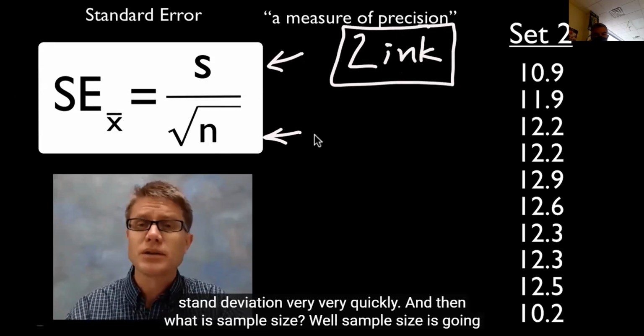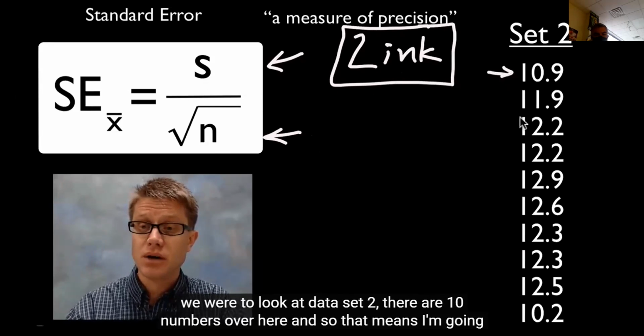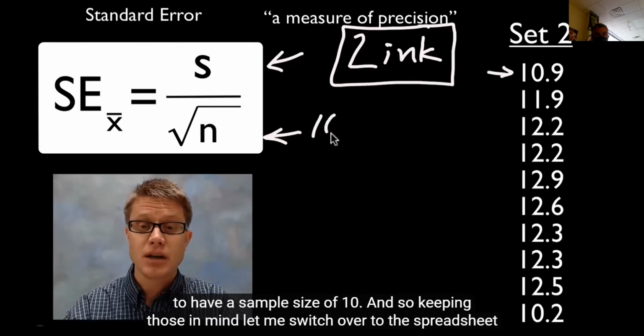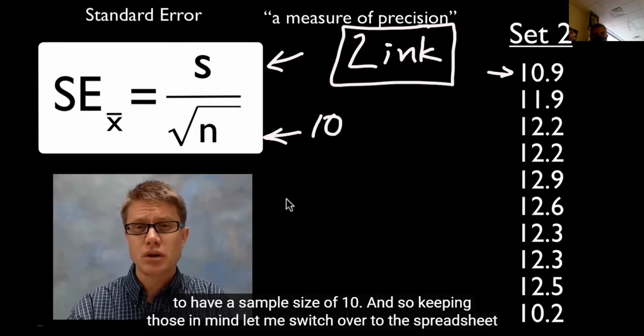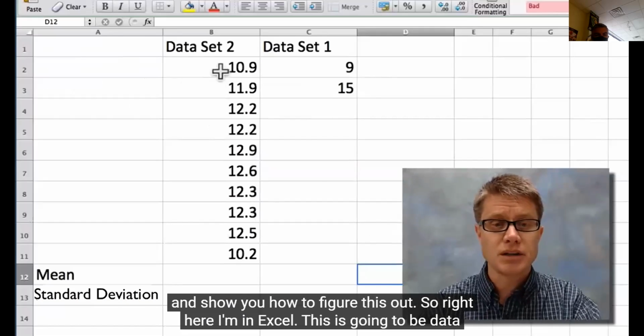And then what is sample size? Sample size is the number of trials that you do, or the number of data points that you collect. If we look at data set 2, there are 10 numbers over here, and that means I'm going to have a sample size of 10. Keeping that in mind, let me switch over to the spreadsheet and show you how I would figure this out. So right here I'm in Excel.